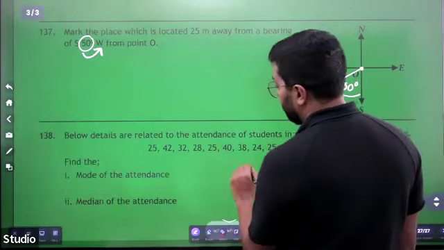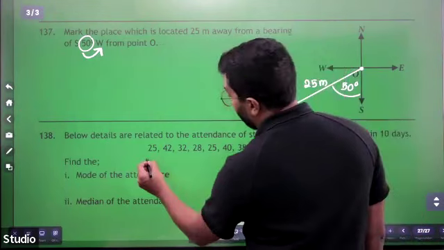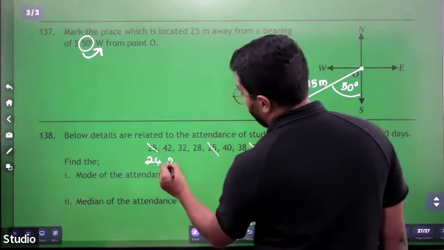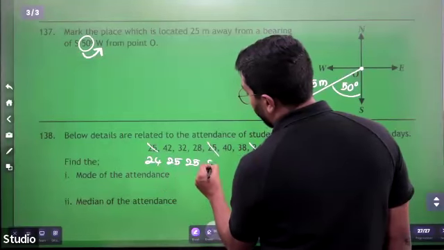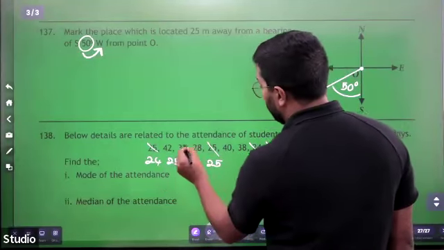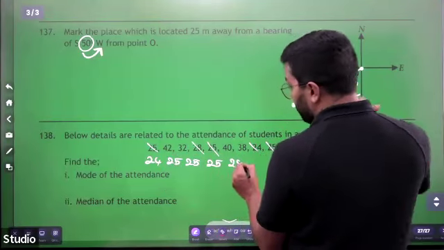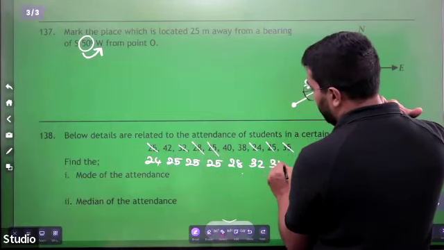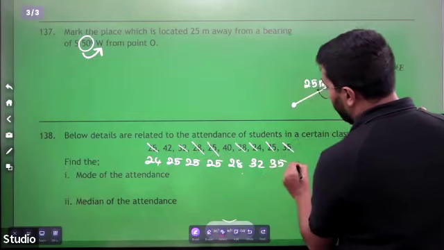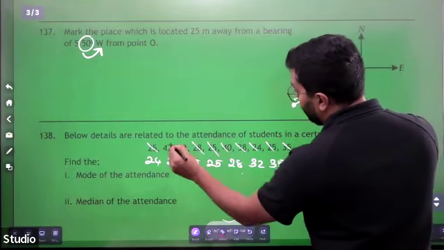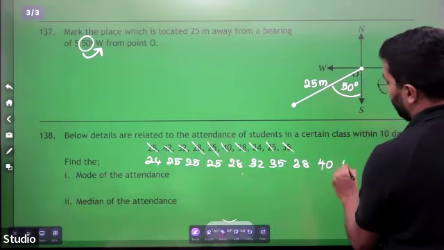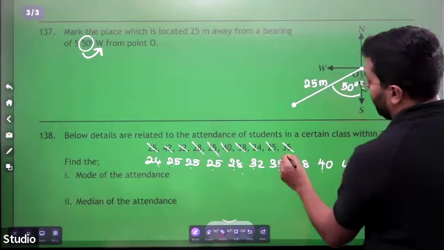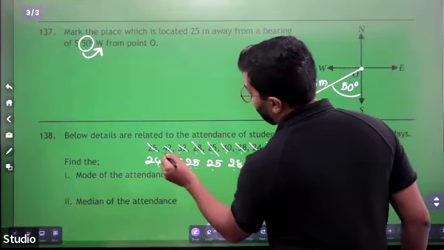Let's arrange them. Start with 24. Next one 25, 25, 25, 25, 25, 25. Then we have 28. Next number is 32. Then we have 35. Next number 38. Then we have 40, 42. That is 1 2 3 4 5 6 7 8 9 10.